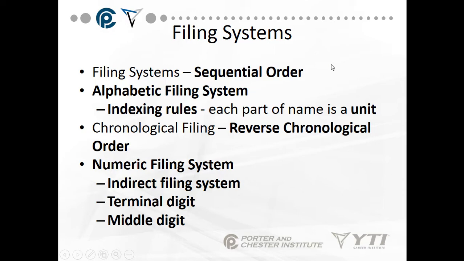Filing systems. We can do sequential order. We can use the alphabetic filing system and use the indexing rules. Each part of the name is a unit. So if the last name is Ford, F is a unit, O is a unit, R is a unit, D is a unit. We can use chronological filing or reverse chronological order. And we can use a numeric filing system: direct, terminal digit, or middle digit.